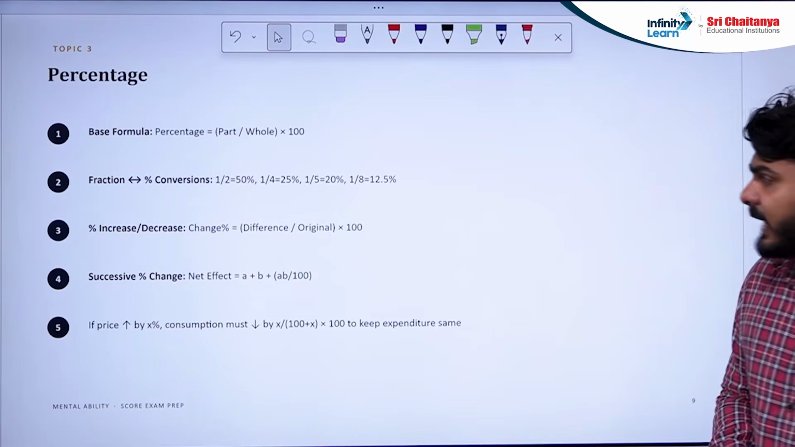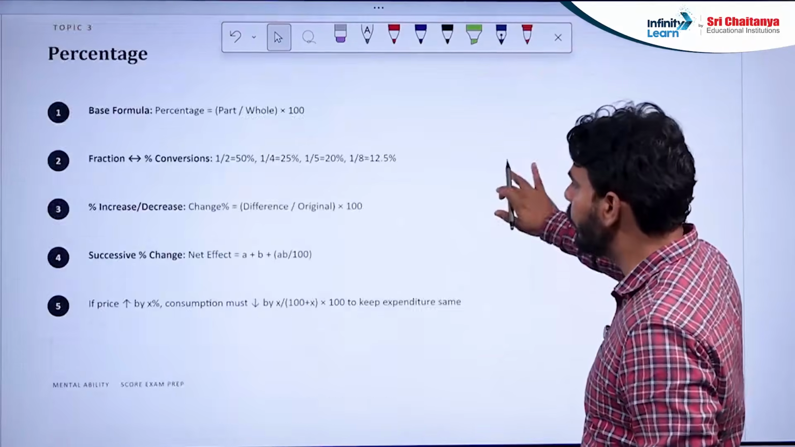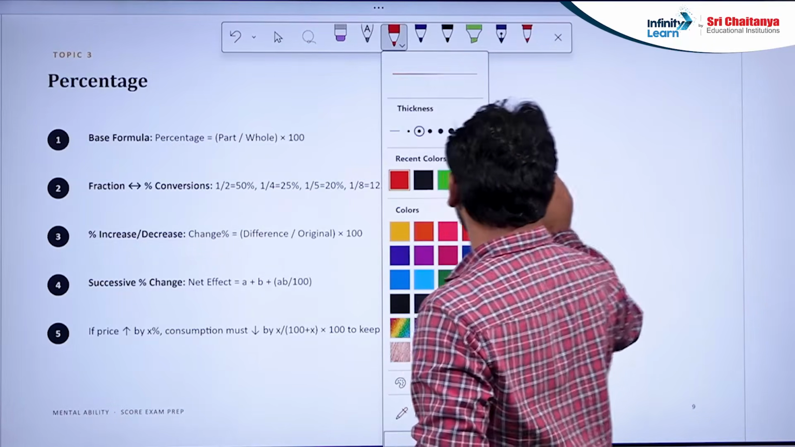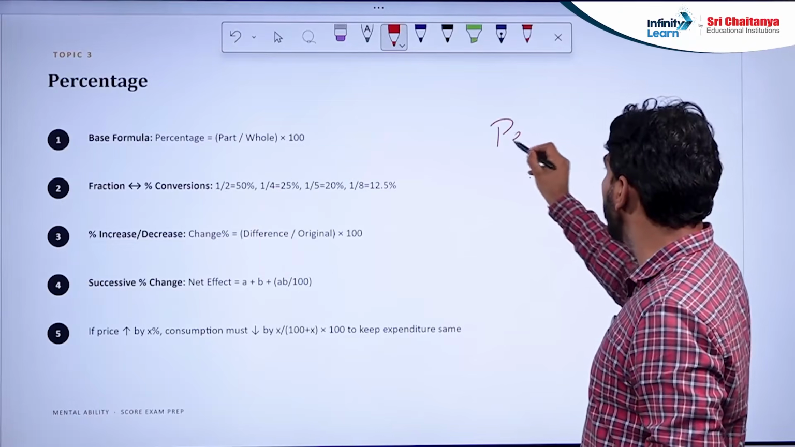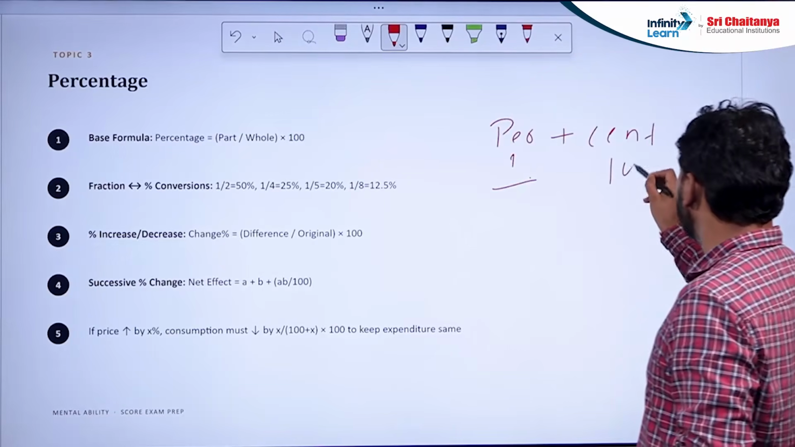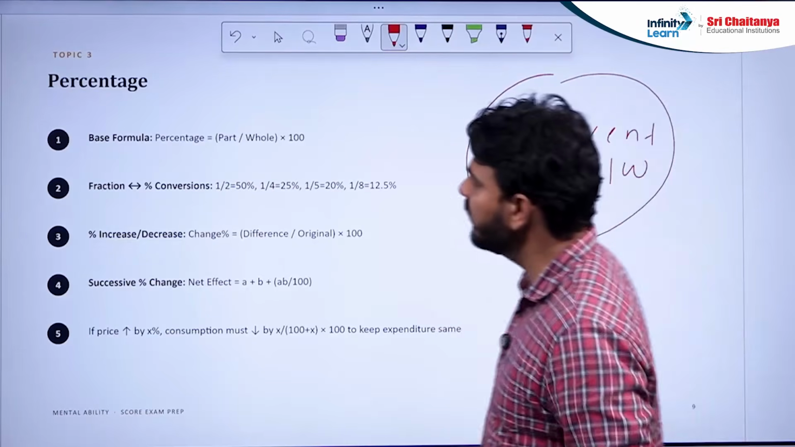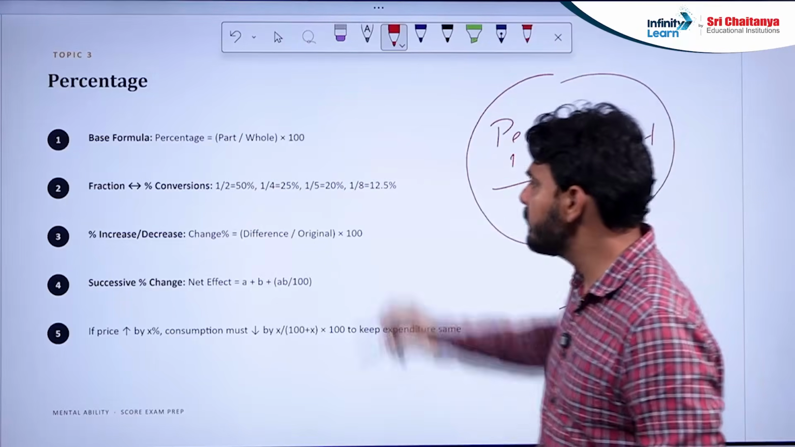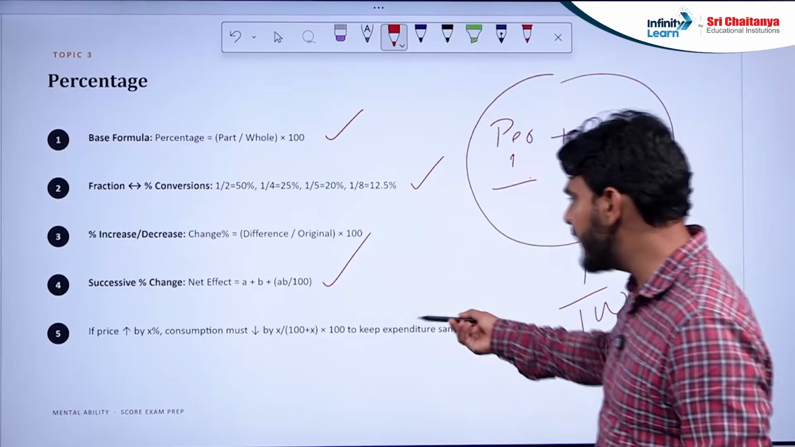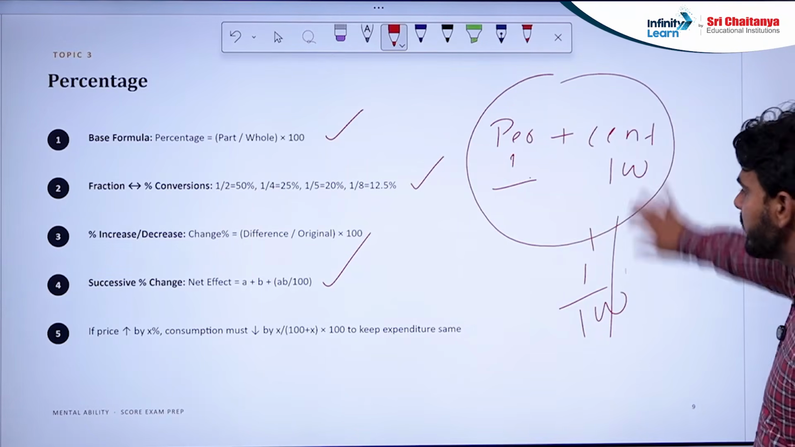Everyone knows the word percent is made up of two words: per means divided by 1, and cent means 100. So altogether, percent means 1 divided by 100. In the percentage part, we will be covering the base formula, how to find fractions, percentage increase and decrease, and successive percentage change. We will be touching all of these topics in detail. Let us now see what is there in the next slide.